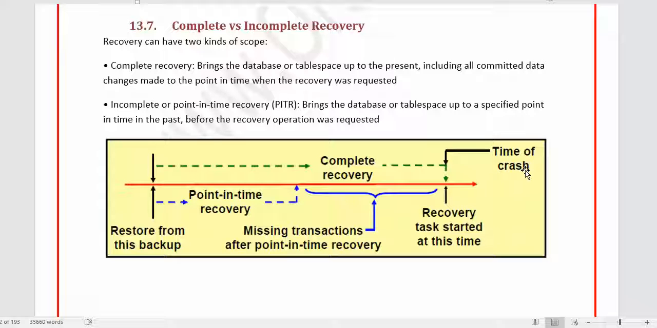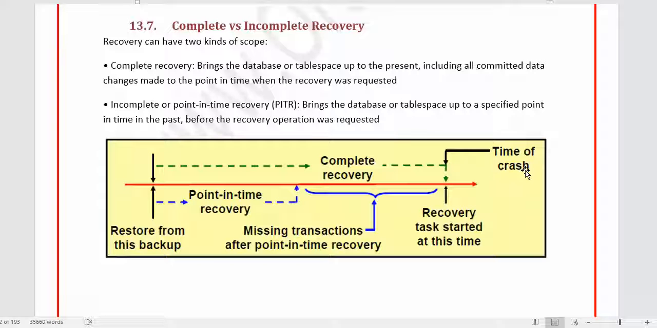But in case the crash happened at 10:05, and you are able to get back the data only until 10:02, then that is called an incomplete recovery. That's it, as simple as that. So a complete recovery is getting back your database until the last second or microsecond of the crash. Now, incomplete recovery is getting back to your database at any different timestamp before that.